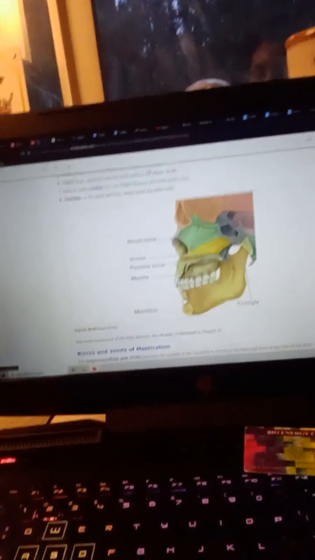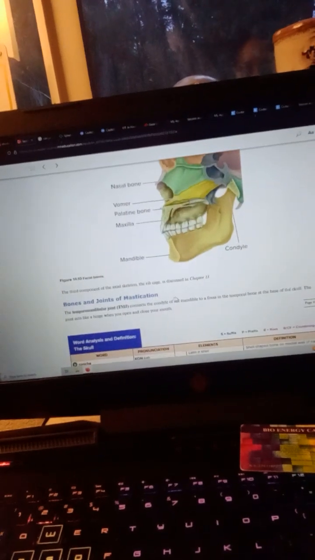The third component of the axial skeleton is the rib cage. Bones and joints of mastication. The temporomandibular joint, TMJ, connects the condyle of the mandible to a fossa in the temporal bone at the base of the skull. The joint acts as a hinge when you open and close your mouth.